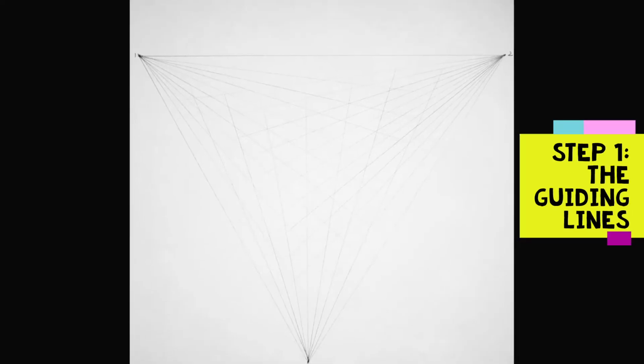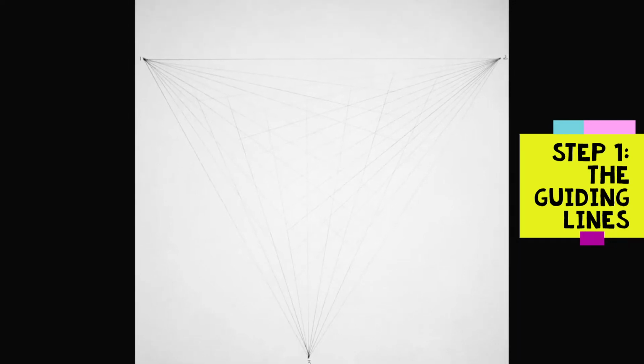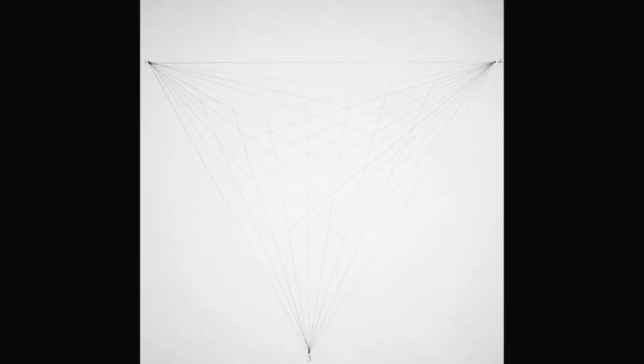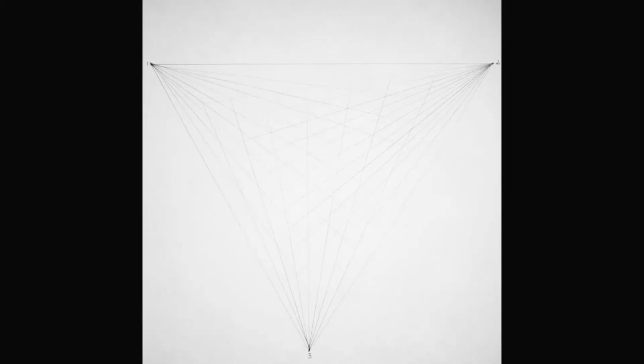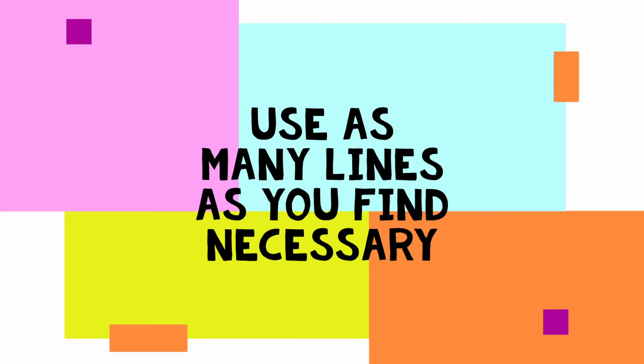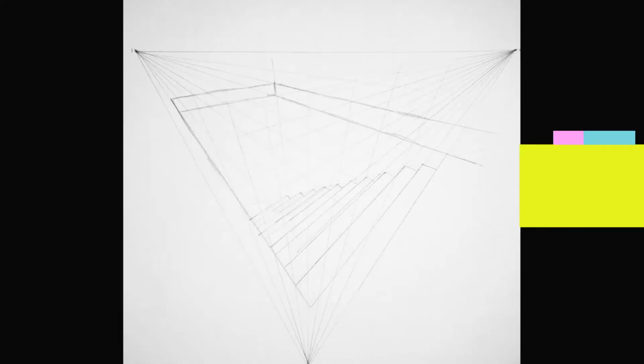Step 1. The guiding lines. These include the horizon line, vanishing points and perspective lines. As demonstrated in the image, we have the first 2 vanishing points on the horizon line. The third one is located below it since we're communicating depth. I drew multiple perspective lines from each to serve as a guide throughout the drawing process.